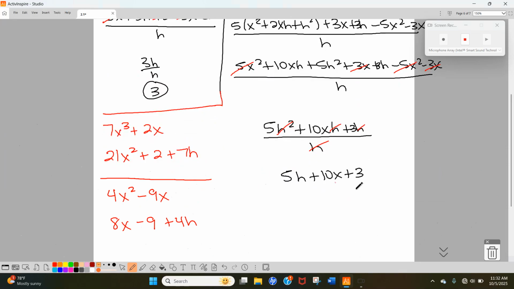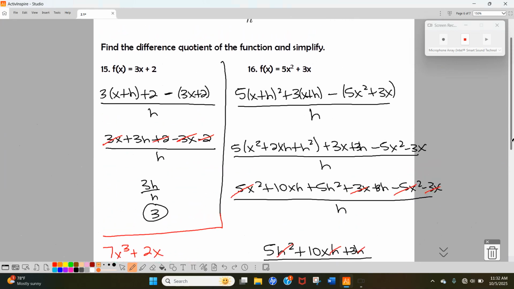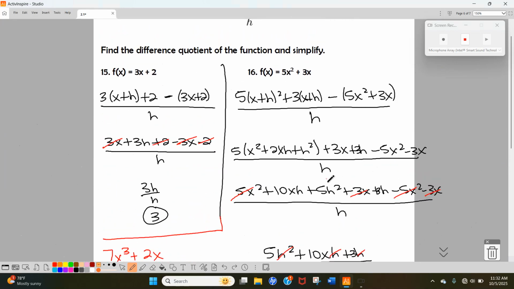Not that this is difficult, it's just a lot of tedious steps to do this process, but you'll have to do it in calculus if you take that class. All right, I believe that is all. Yes. All right, if you have questions, let me know.